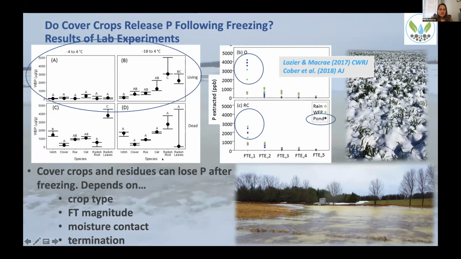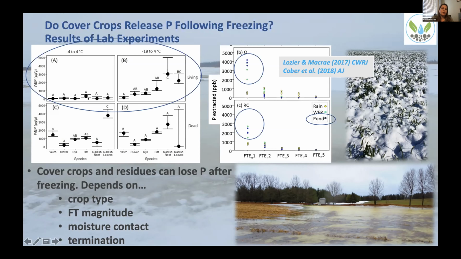If we direct ourselves to the left, we found in all of our experiments that yes, cover crops and crop residues lose phosphorus after freezing. Crop residues like winter wheat don't release nearly as much as the cover crops do, but the amount of phosphorus that is lost really depends on a lot of things. First, it depends on the crop type. Tender crops like oilseed radish or oats release a lot more than, say, red clover, cereal rye, or hairy vetch. Hardier crops seem to be able to handle things and not release as much phosphorus.